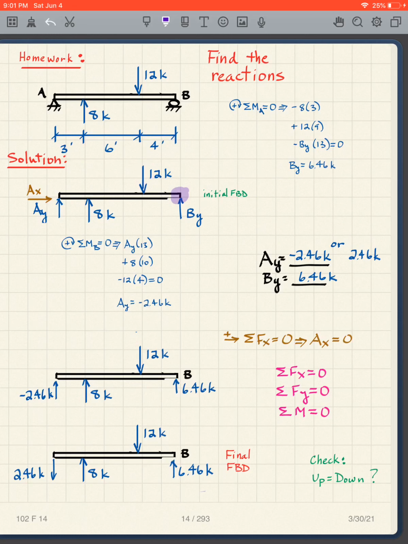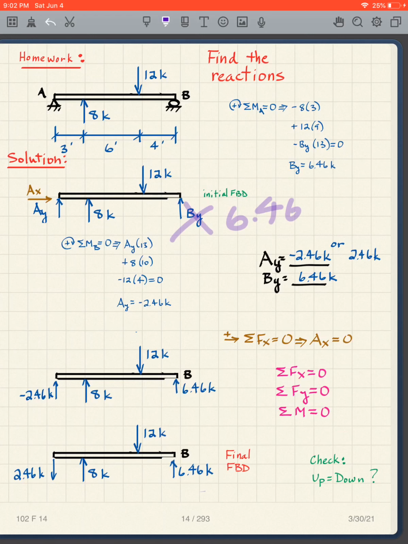I'm taking moments about B, so this one goes clockwise, so it's positive. This one goes clockwise, so it's positive. This one goes counterclockwise, so it's negative. I solve just using algebra, negative 2.46. That negative sign is important. So now what do? Remember, I come in here and I just cross that off and I put 6.46.